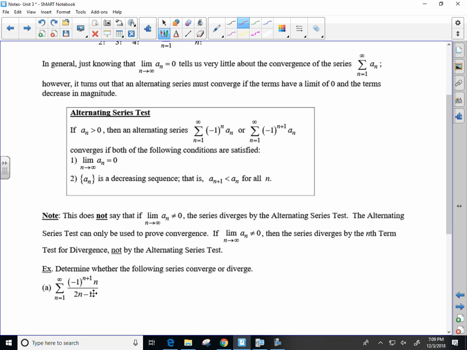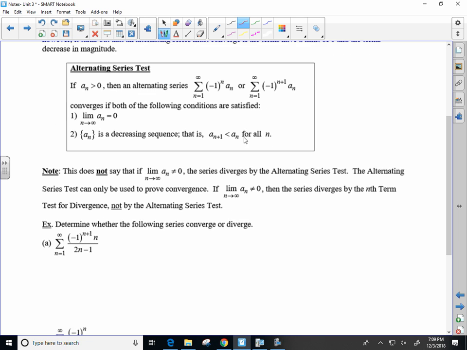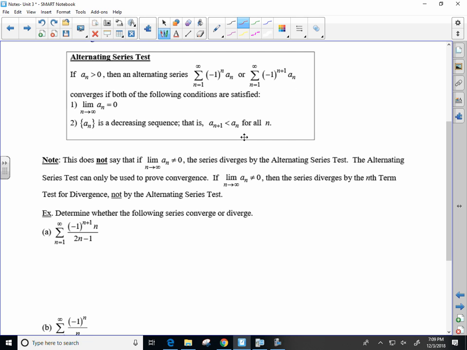But maybe it doesn't say -1 to n plus 1. Maybe it says -2 to the nth power. In which case, there's an implied -1 to the power in there that you need to flesh out. But anytime a negative number is being raised to a power, it leads to an alternating series. Fortunately, we have the AST, the alternating series test. If these two conditions are satisfied, then we know that the alternating series will converge.